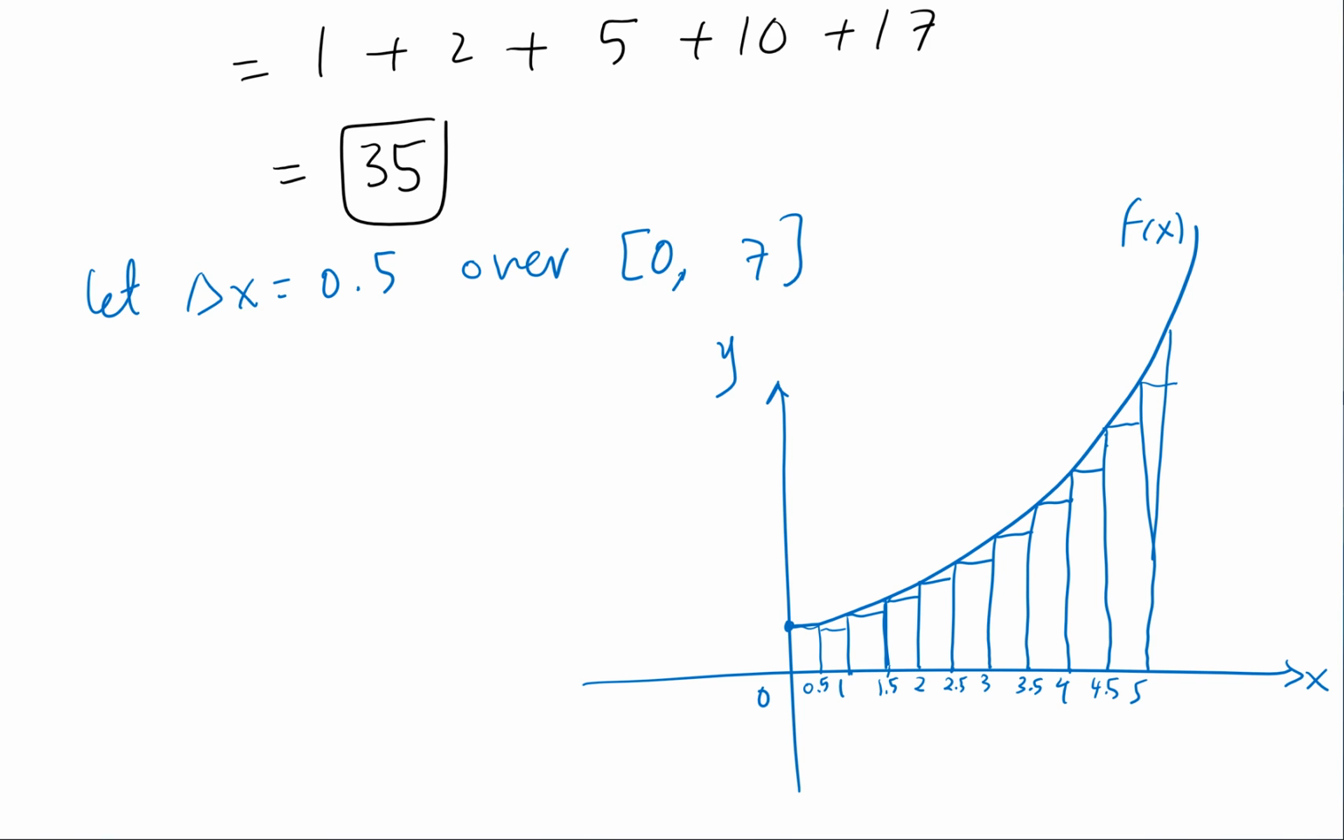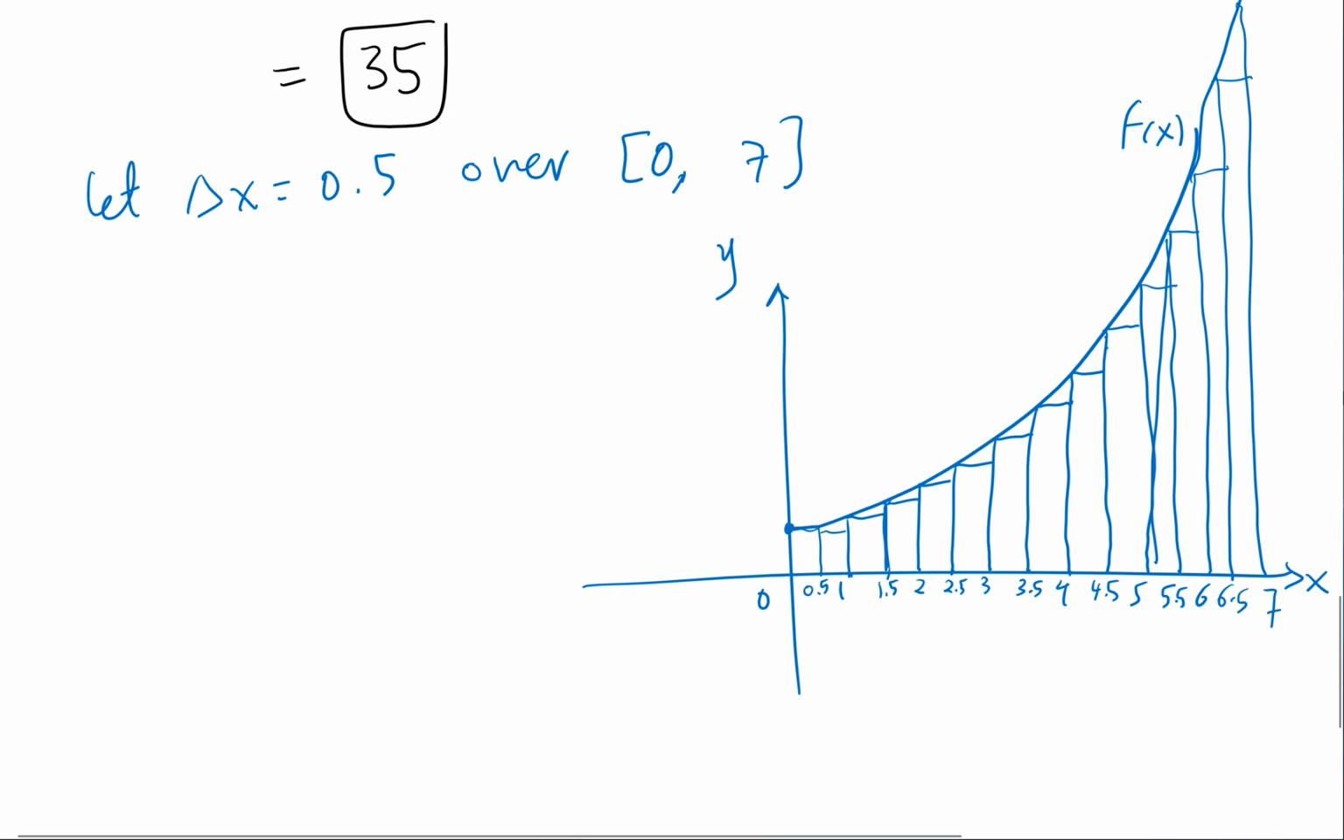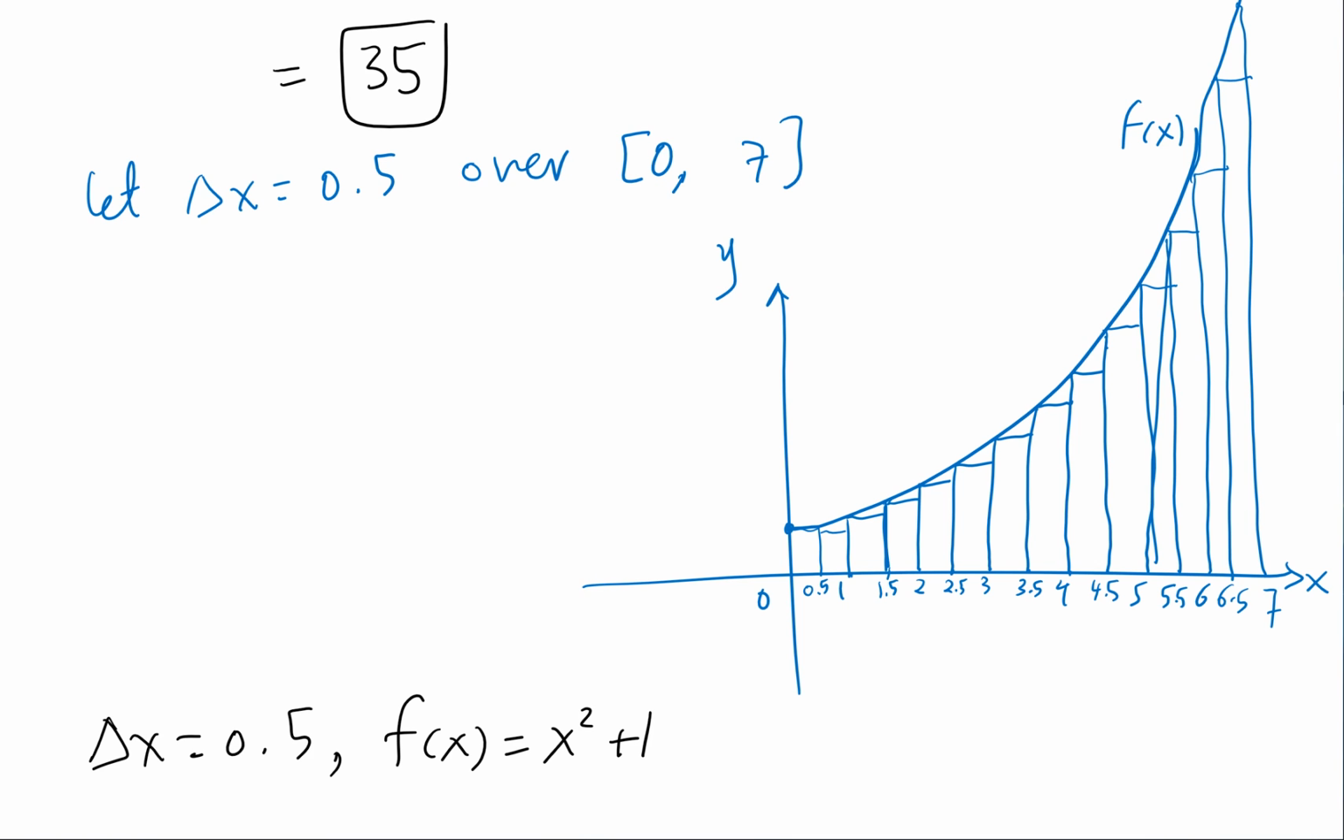There's more to do. 5.5, 6. Two more to go. 6.5 and 7. So that's what we have, and then you have to find the area under all these rectangles. So again, delta x is 0.5, and the function is still the same, x squared plus 1. I highly recommend you try it now on your own.